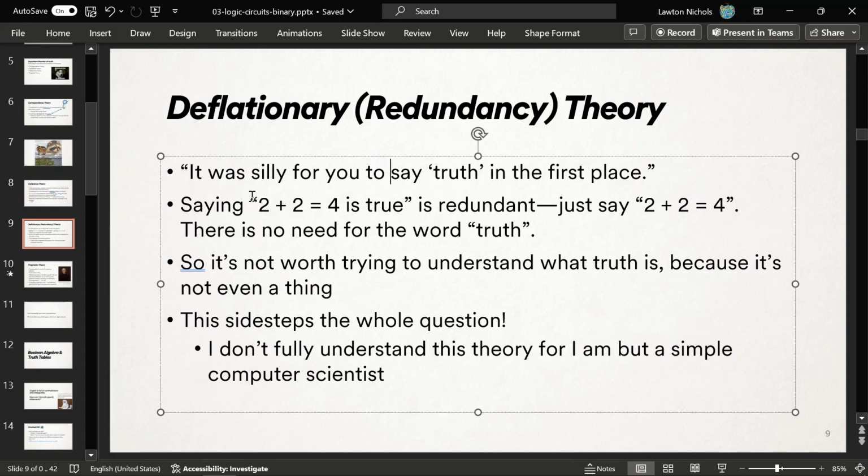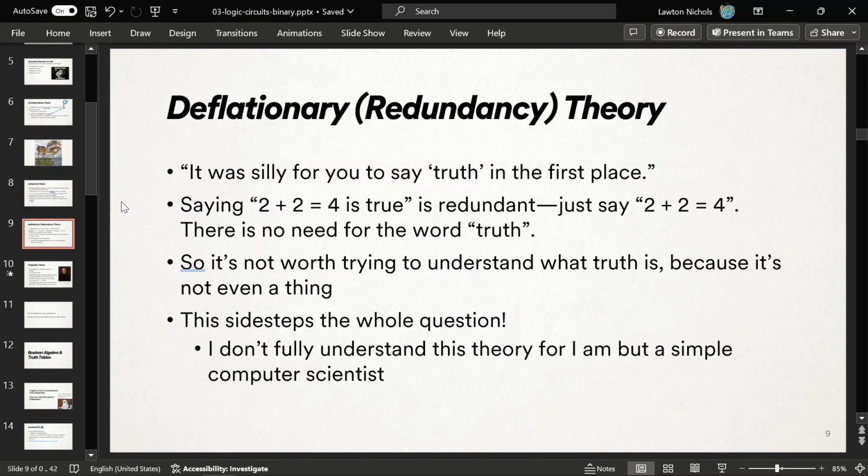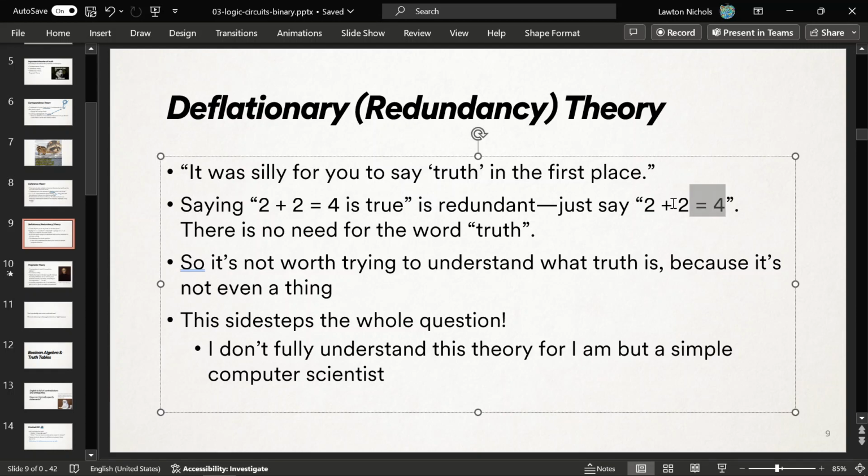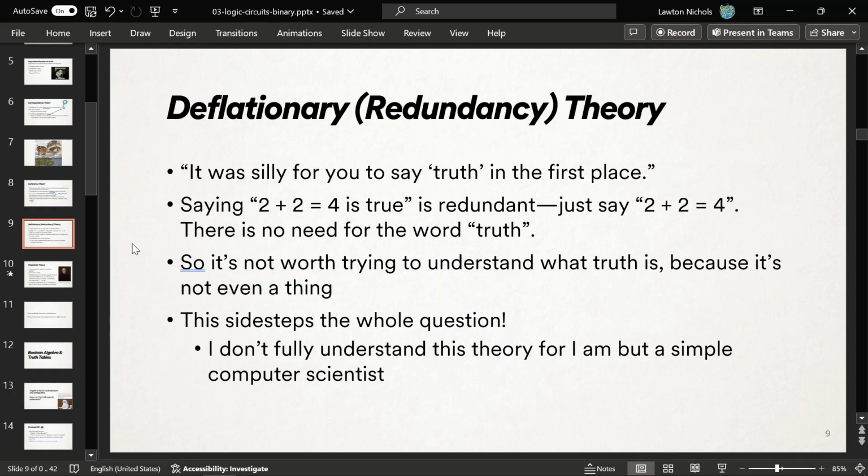We don't have to specify what truth means, because saying 2 plus 2 equals 4 is true was redundant. You just use the verb to be. You just say 2 plus 2 equals 4. That is how it is. There's no need to even use the word truth and define it in the first place. That feels like sidestepping the whole problem, but there are people that think that way. That's another theory, and maybe you could look into that further and teach me more about it. That's as much as I got out of it.